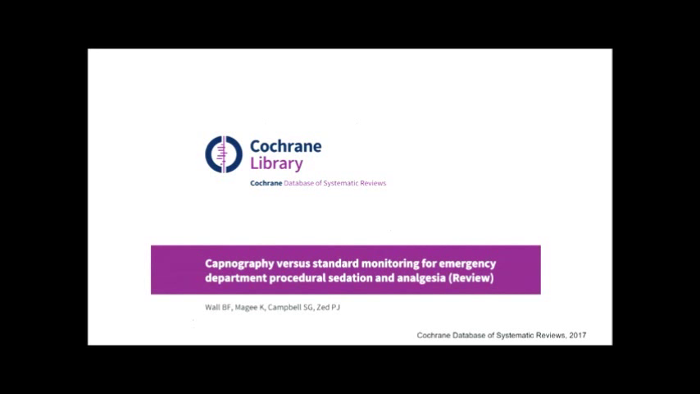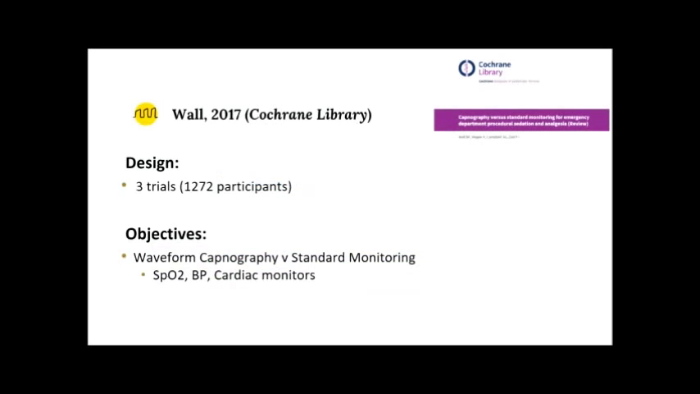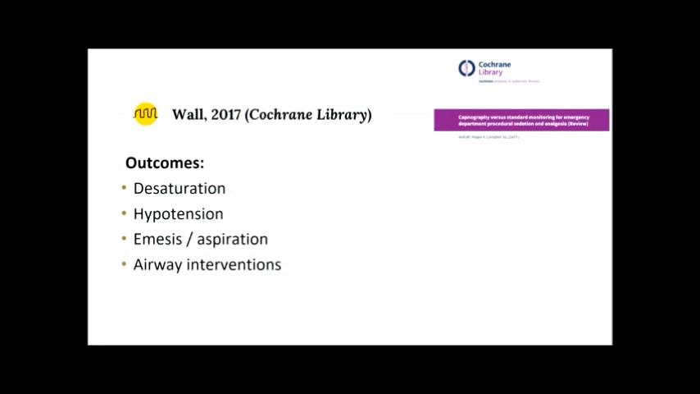Their objectives were to look at the literature, and they were able to distill it down into 3 RCTs, which totaled over 1,200 patients. They were identifying the topic of wave capnography versus standard monitoring, the same sort of standard monitoring that we would have available to us. The outcomes they were looking for were desaturation, hypotension, emesis or aspiration, and any airway interventions. These airway interventions did not include verbal or physical stimulation. So it was more bag mask ventilation, endotracheal intubation, and repositioning. Those are the 3 things that they were looking at.